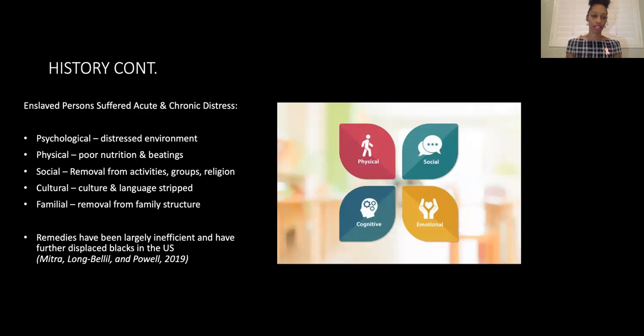Continuing on, we look at some of the acute and chronic distress that slaves in the boats coming over from their homeland through the transatlantic slave trade experienced. And we often focus just on the physical health and our bodies, but there are so many dimensions of health, including your social aspect, the cognitive aspect of health, the emotional aspect. There's even religious aspects, really, but the psychological, physical, social, cultural, and familial are the primary ones that enslaved Africans suffered when they were coming over here through that journey. Psychological distress, poor nutrition.